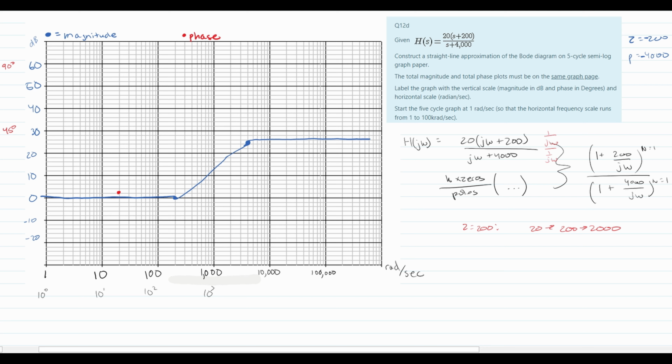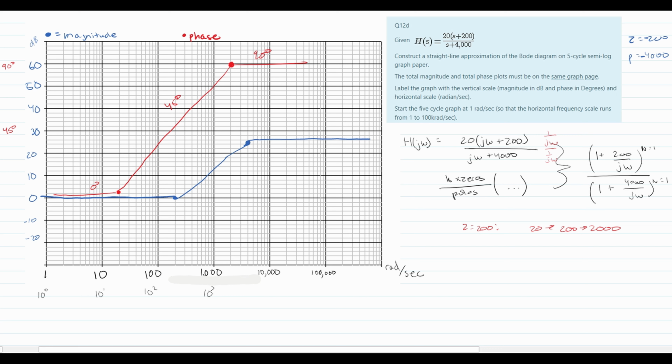But since we're going up at 45 degrees, it's going to go until we hit this 90 degrees here. So at 2000, we have 90 degrees, right? And at 20, we should have it at 0 degrees. So we can draw this line, and then we can draw this line. So this is 0 degrees, this is 45 degrees, and then this is 90 degrees.